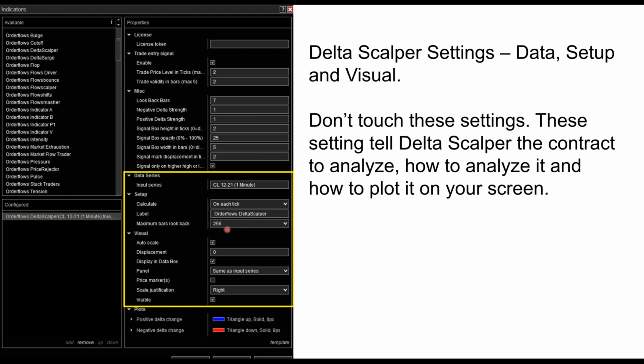Maximum lookback bars is 256, which is standard. The visual auto scale, this is how your chart is going to look. Same as input series. You don't need to put it below the chart or anything. Scale justification is based off the right, and make sure it's visible. Okay, so you don't need to touch any data series setup or visuals.